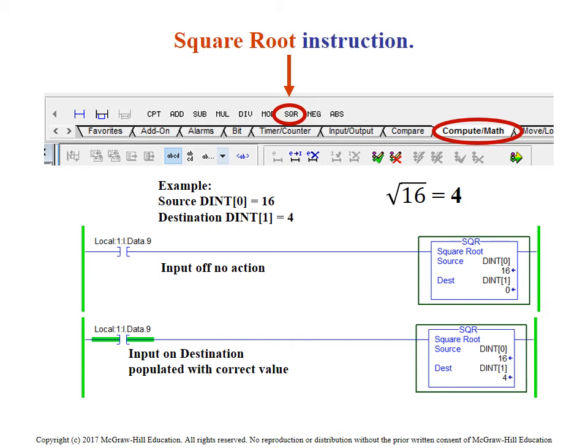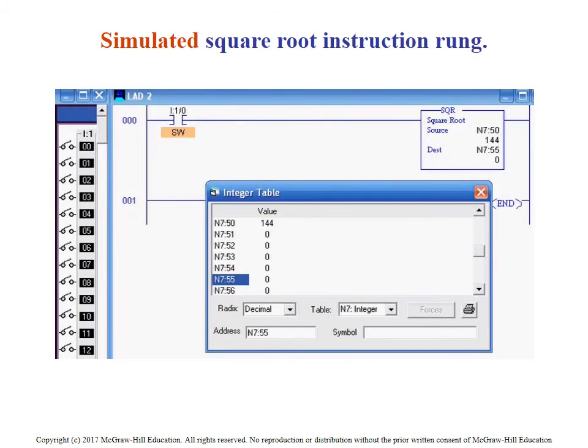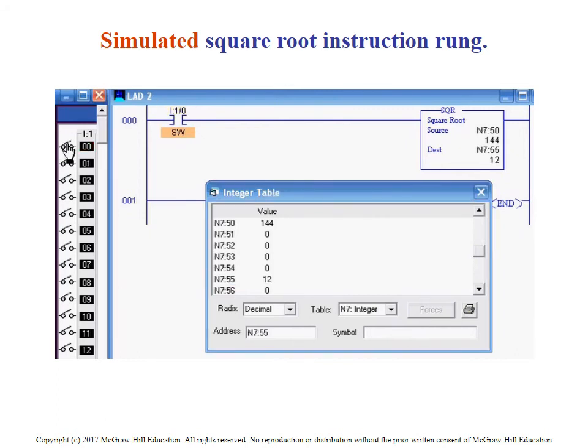Again, I can use double integers, I can use counters, timers, hexadecimal, binary. I can use all sorts of different things. And here's an illustration of how that works.